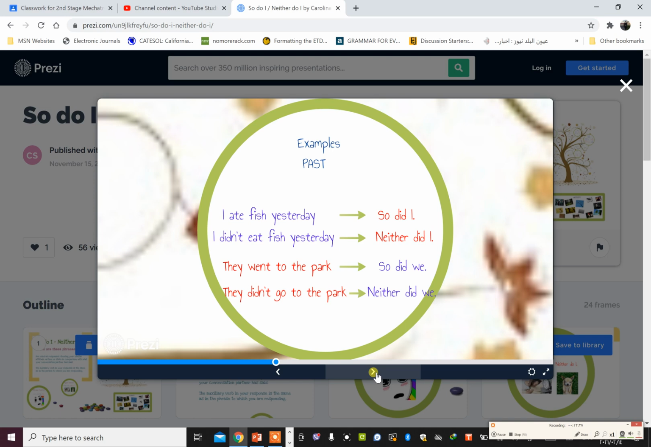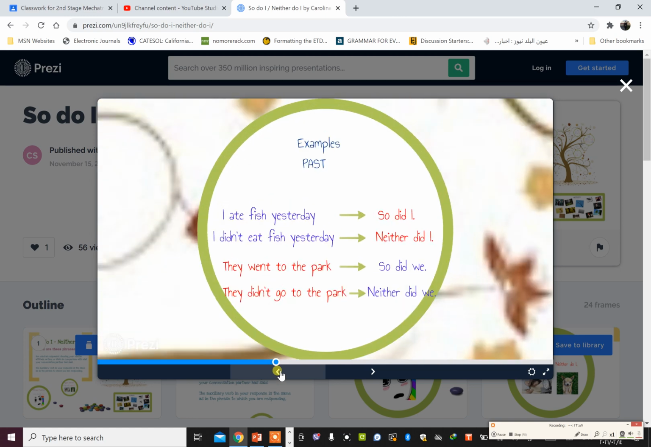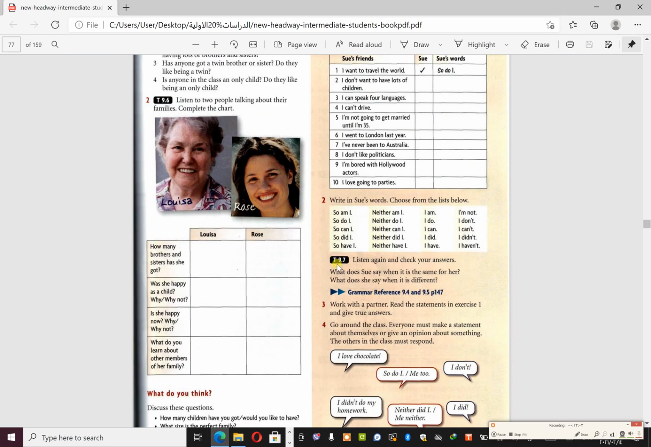While in the past, which auxiliary verb do we use? Did. So I ate fish yesterday. So we know from the form that it is in the past tense, يعني احنا بنشوف الفورم مالت الفعل هو past tense. So which auxiliary verb do we use? Did. So did I. Or I didn't eat fish yesterday. Neither did I. Okay, so this is basically how we use it with different tenses. Okay, so here the same thing that they explain here.